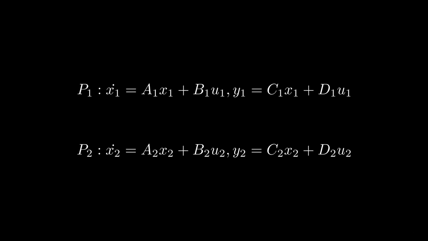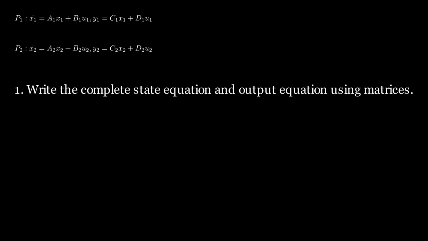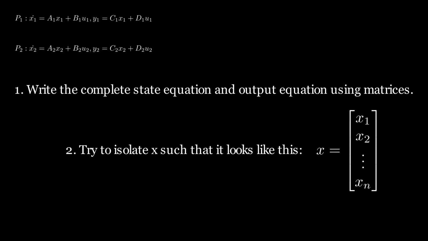Let's consider the following general case of 2 interconnected systems. P1, as you can see, has its state equation and its output equation, and so does P2. When finding the state space for an interconnection, we use this general procedure. First, we write the complete state equation and output equation using matrices. Then we try to isolate the stacked tall vector x such that it looks like this. I'll solve the parallel interconnection for you, but you'll have to do the rest as homework.